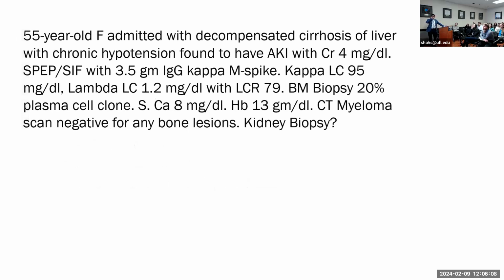These are all real patients. So let's discuss the first patient, a 55-year-old female who is admitted with decompensated cirrhosis of the liver and has chronic hypertension and acute kidney injury. She is admitted to hospital with a creatinine of 4 milligram per deciliter. SPEP and immunofixation is performed, which shows 3.5 gram of M spike with IgG kappa. Kappa light chain is 95 milligram per deciliter, lambda 1.2 milligram per deciliter, with a ratio of 79.